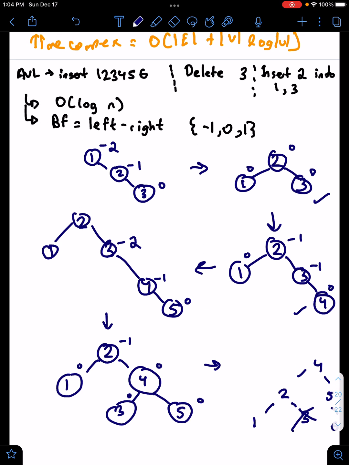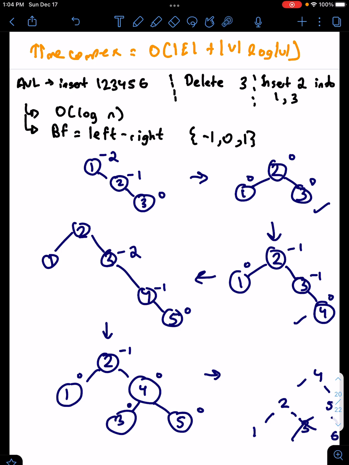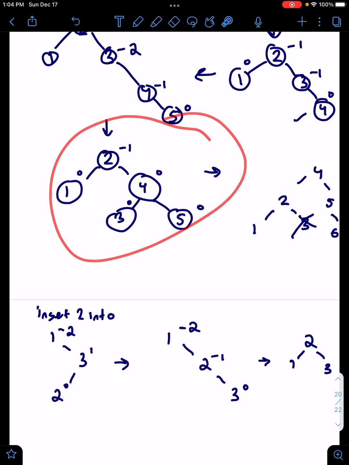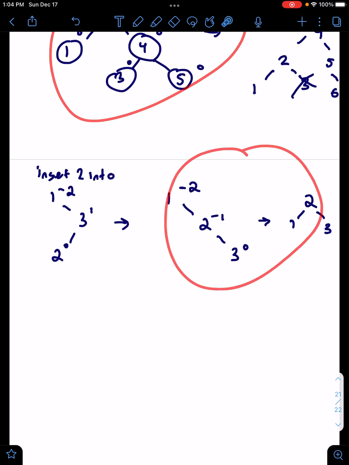All you need to know is that you keep calculating the balance factor. You make sure it's within this range. If it's not within this range, you either do multiple single rotations or you do a double rotation. And that's it.